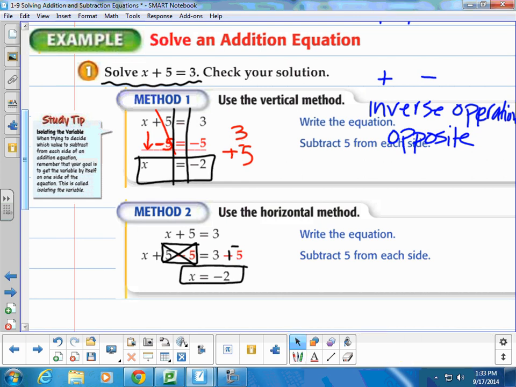Okay? So kind of just deciding which way you like to work. For these simple one-step equations, it's okay to do the horizontal. It might get a little harder as the equations get larger and there's more work on them. This little study tip here is important. It's called isolating the variable. It might be hard to read. It's in your book. Isolating the variable is your goal of getting this variable by itself. We started with x plus 5, but we took 5 away so that we could have x alone on both sides. So isolating the variable, isolate means alone.